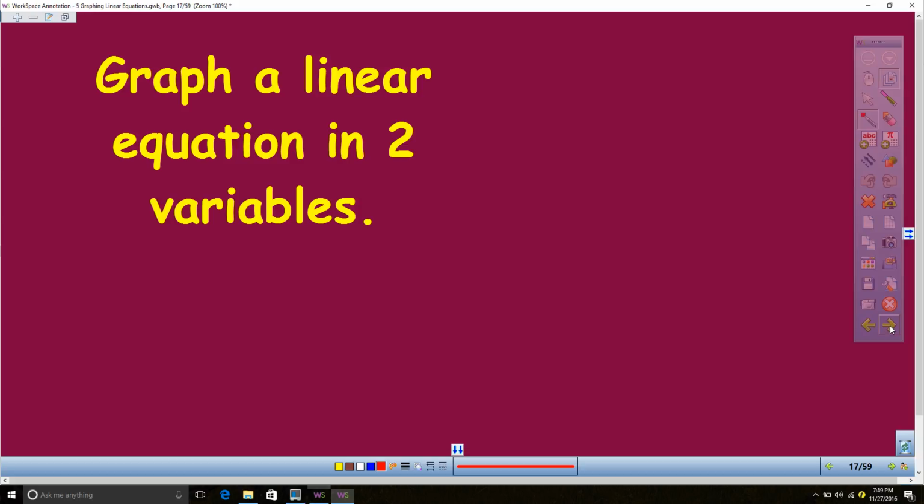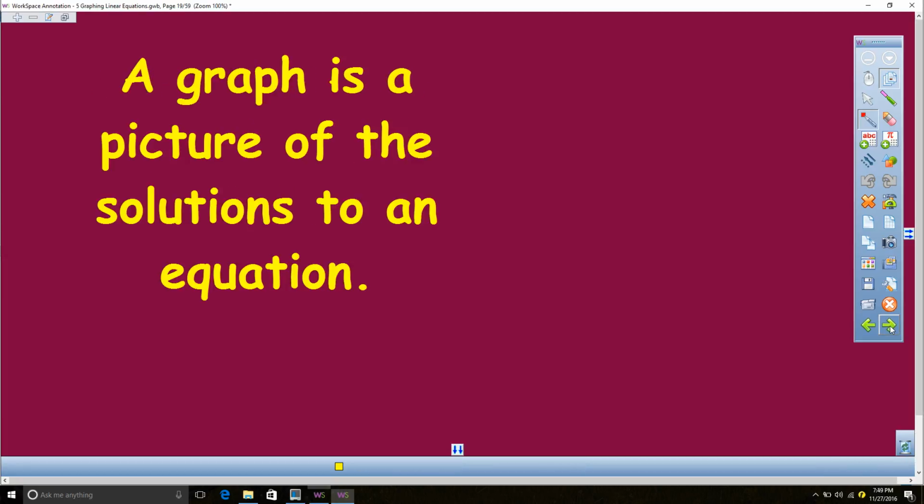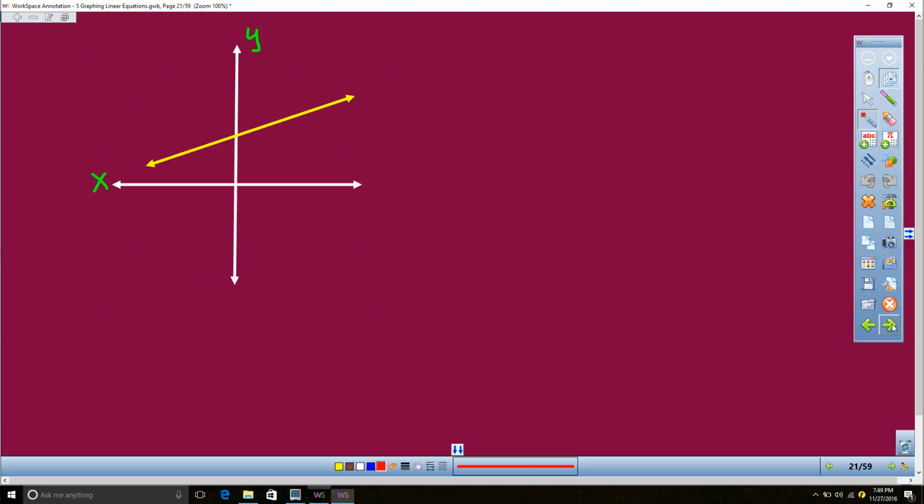Again, I want you to be able to graph a linear equation in two variables. So what is a graph? A graph is a picture of the solutions to an equation. I want you to keep that in mind. It's a picture of all the ordered pairs x, y that make the equation true. A graph also shows the relationship between the input, or the independent variable x, and the output, or the dependent variable y.